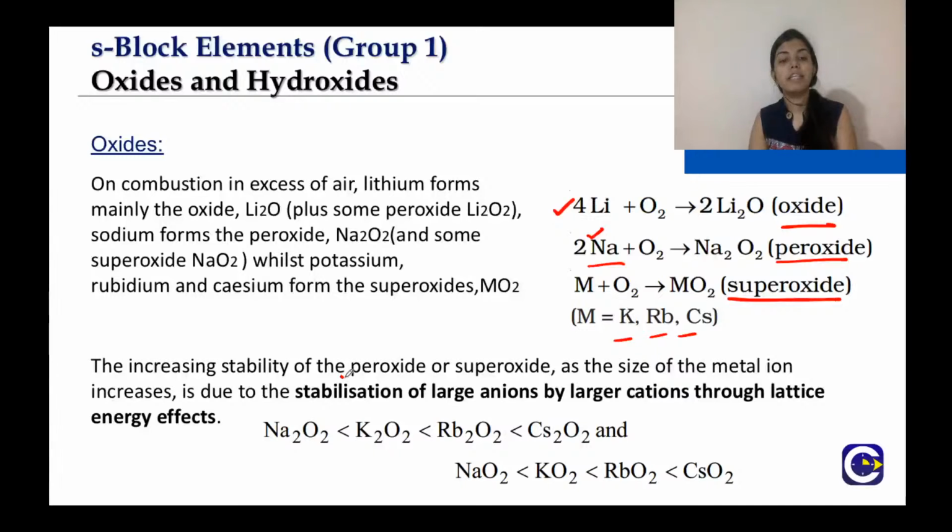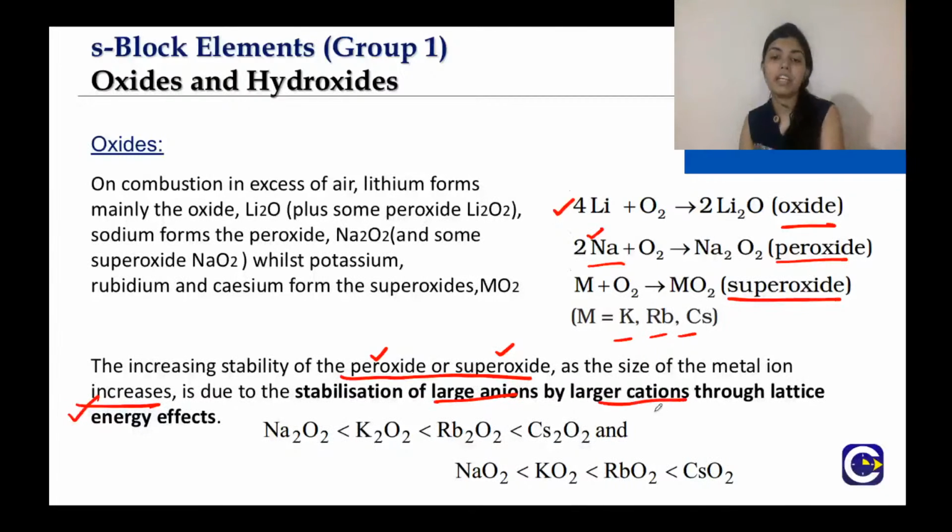Now, the stability of the peroxide or superoxide increases as the size of the metal ion increases. That means as the size of the metal ion increases, the stability of a peroxide or a superoxide will also increase. The reason is that larger anions will be stabilized by larger cations, and they will form a stronger lattice. So you can see here cesium peroxide is more stable than rubidium, then potassium and then sodium. Here also you can see that cesium superoxide is more stable than that of rubidium, then potassium and then sodium.